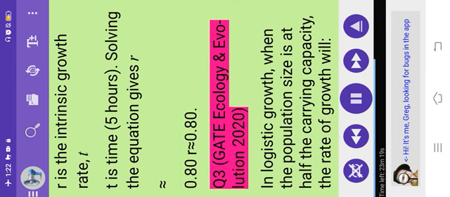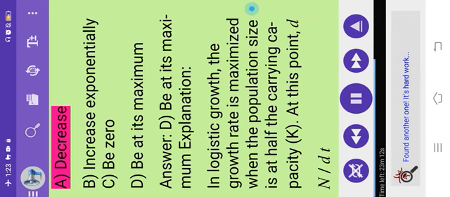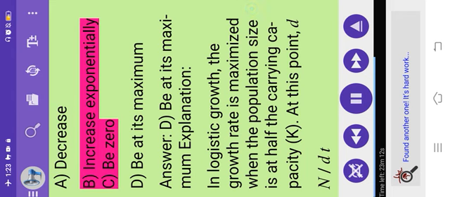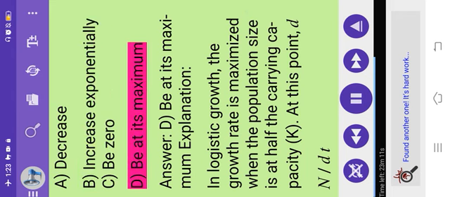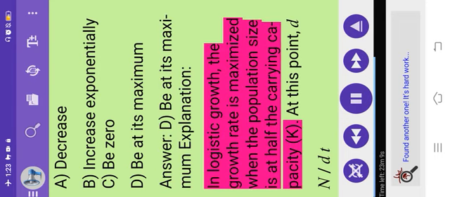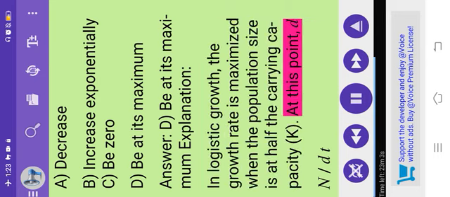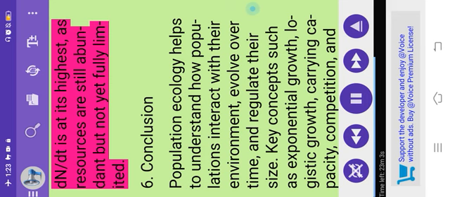Q3, GATE Ecology and Evolution 2020. In logistic growth, when the population size is at half the carrying capacity, the rate of growth will: A. Decrease. B. Increase exponentially. C. Be 0. D. Be at its maximum. Answer: D, be at its maximum. Explanation: in logistic growth, the growth rate is maximized when the population size is at half the carrying capacity K. At this point, dN/dt is at its highest, as resources are still abundant but not yet fully limited.